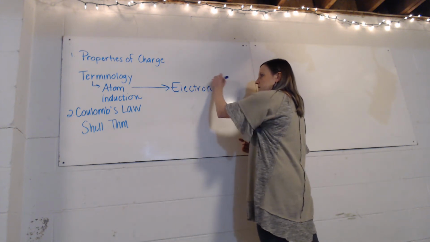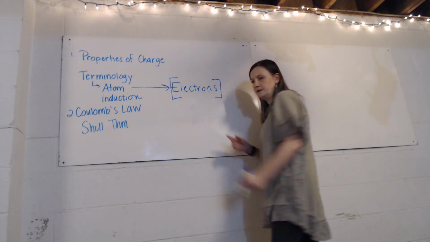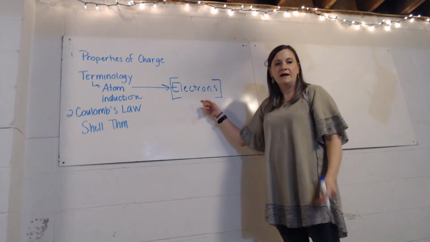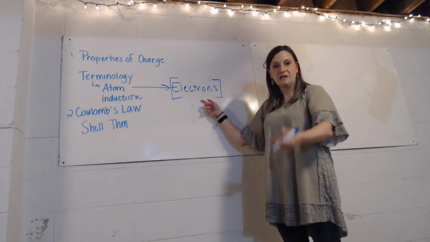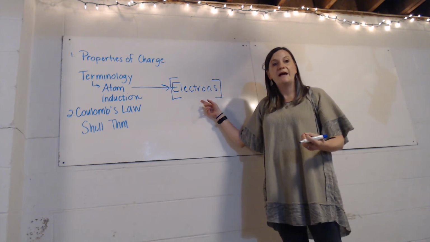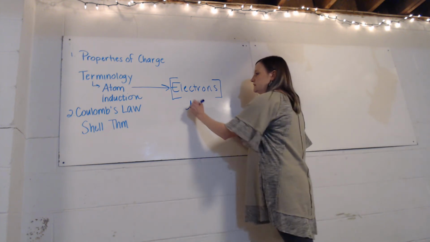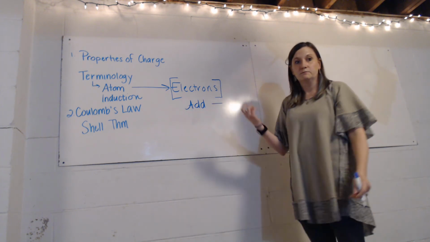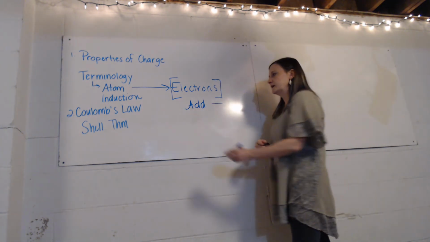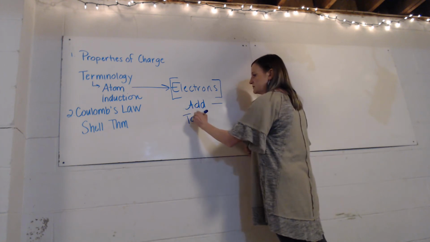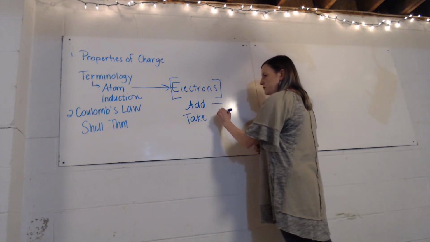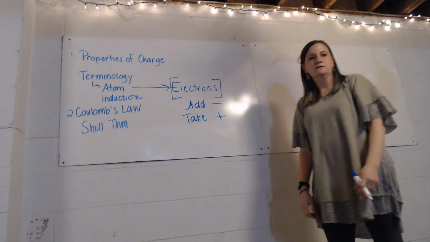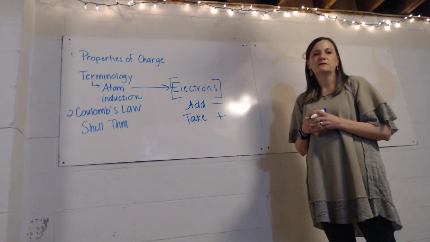So to charge something, we either add electrons to something or take them away. Obviously, if we add the electrons, then the object overall is going to have a negative charge because it has more electrons. And if we take away electrons, the object overall would have a positive charge because the nucleus would have more protons than there are electrons.